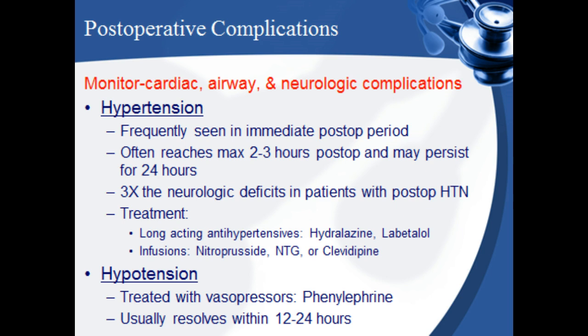Hypertension is frequently seen in the immediate postoperative period, often reaches its max at 2 to 3 hours post-op and persists for 24 hours. Patients with postoperative hypertension have 3 times the neurologic deficits seen in patients who don't have hypertension. Treatment is long-acting antihypertensives such as hydralazine and labetalol at 5 milligram increments. You may consider, if it's not controlled, giving short-acting hydralazine, labetalol, nitroprusside, nitroglycerin, or clevidipine infusions. You first, though, want to exclude other causes of hypertension such as bladder distension, pain, hypoxemia, and hypercarbia.